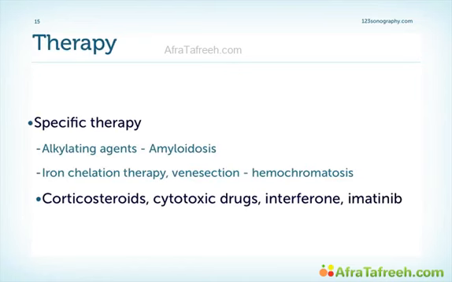Unfortunately, there are not very many therapeutic options. You can try specific therapies if they're available. For example, for amyloidosis, you can use alkylating agents, or for hemochromatosis, iron chelation therapy or venesection. And there's a number of other drugs which have been tested, but basically once you've made the diagnosis, the patients are not very well off.